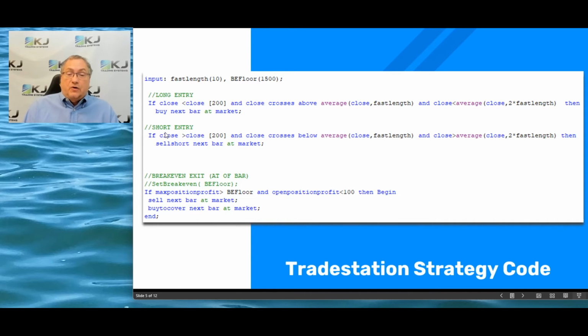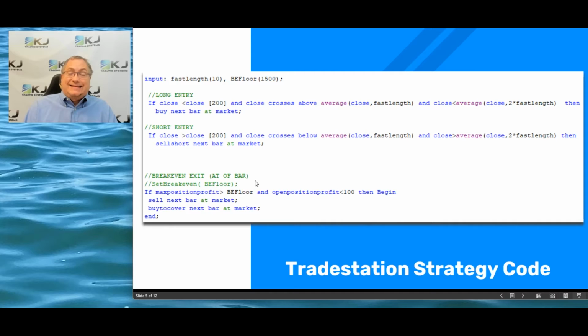You can see the short entry is exactly opposite. Instead of less than, we have greater than. Instead of close above, we have close below. And instead of less than an average, we have greater than an average. And then we sell short. So that's our short entry.